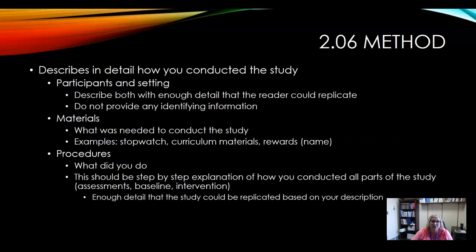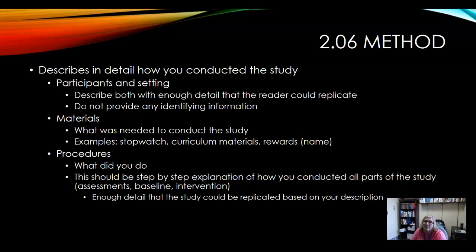The method section, this describes in detail how your study was conducted. So it goes through each component and explains in enough detail that someone could replicate what you did based on the information that you're providing in the methods section. So the first part of the methods is participants and setting. So who was involved, who were your students, who were your participants, who were your teachers or your researchers.